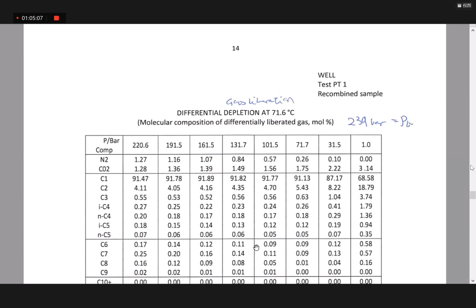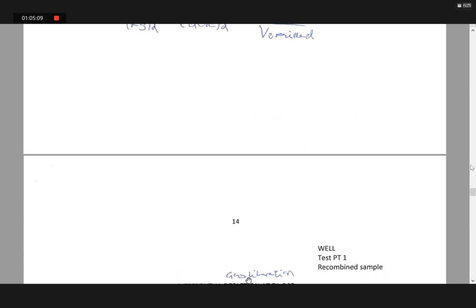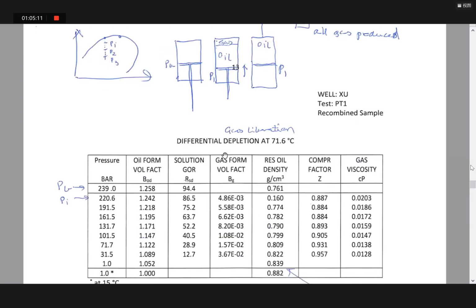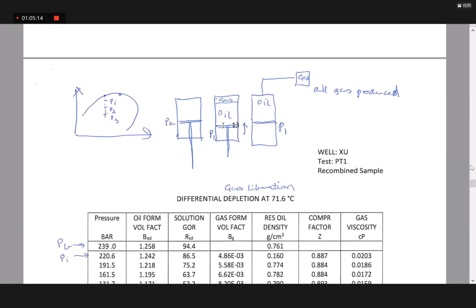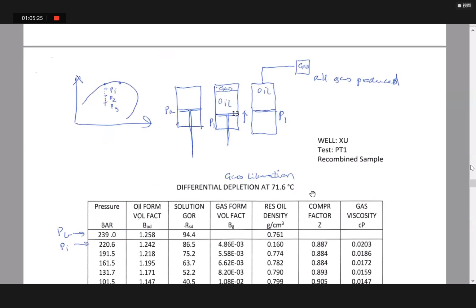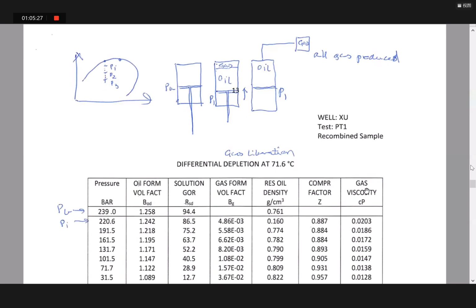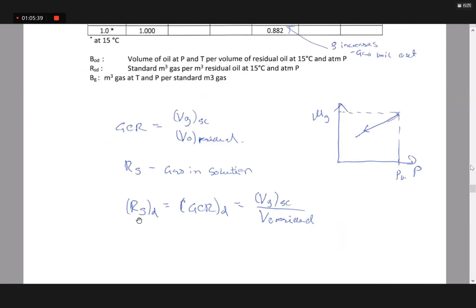So what we did was a gas liberation test. We reduced the pressure in stages, and then we produce all the gas that is on top in the PVT cell. We take out all the gas and we analyze that gas from the gas liberation test. That gives us access to gas, so we can measure viscosity or calculate viscosity and Z factor for the fluid. And this is the composition of the produced gas in the two-phase region.